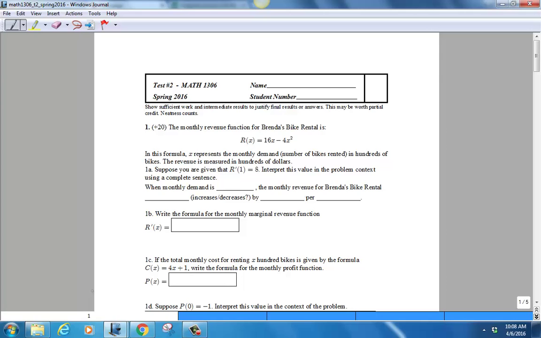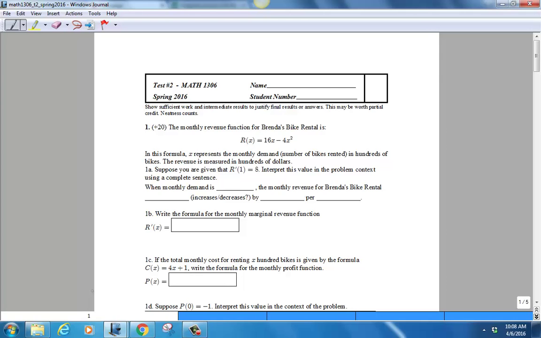In this problem we have a revenue formula for Brenda's bike rental. X here is the monthly demand, that's the number of bikes rented at Brenda's, and that's in hundreds of bikes. The units of measure are really important. And then the revenue is measured in hundreds of dollars.